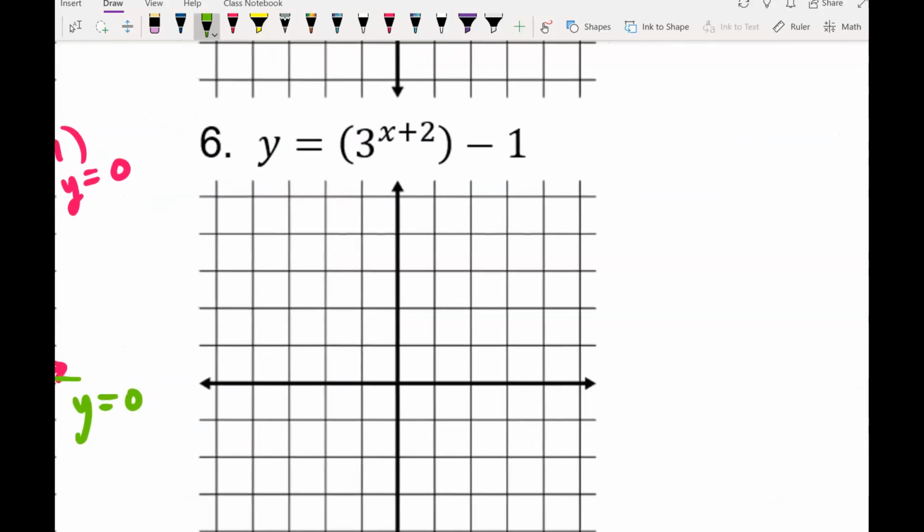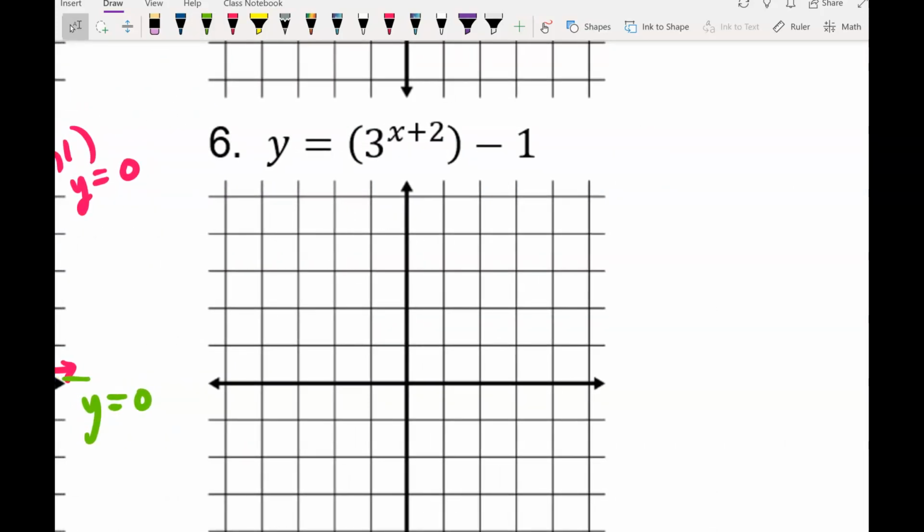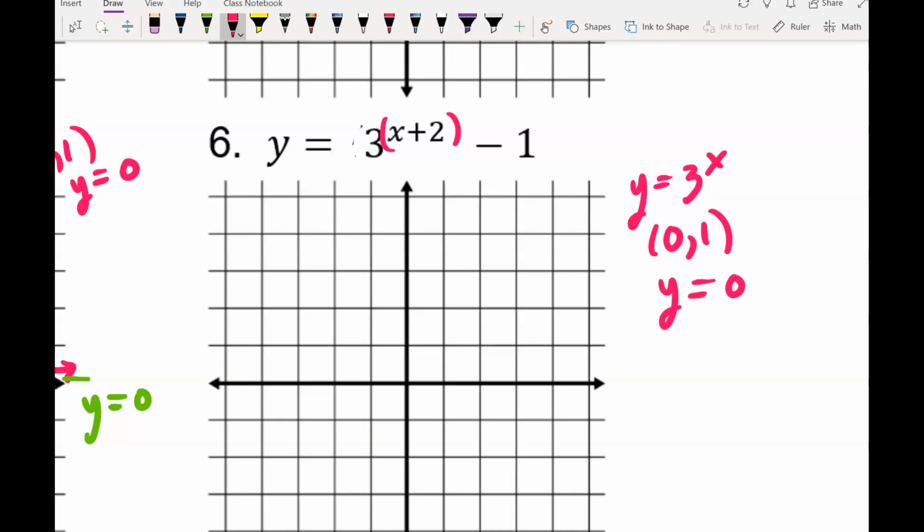All right, number 6. Sorry, these parentheses, I'll fix this in the actual document, but they should be raised to the x plus 2 here. So my parent function is y equals 3 to the x, meaning my y-intercept is 0, 1, my asymptote is at y equals 0, and I know that this is going to model growth. So I have 0, 1, and so on. Notice I'm doing this in dash because I've got to actually transform it.